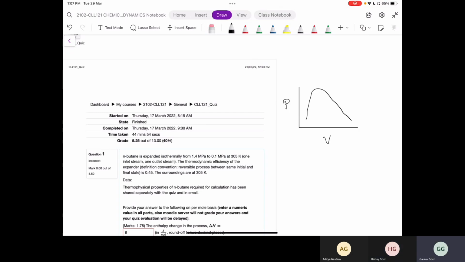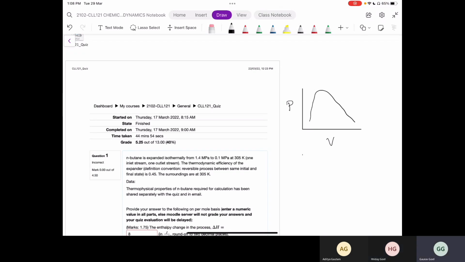So I believe point one is given as 1.4 megapascal and 305 Kelvin, to 0.1 megapascal and 305 Kelvin. Okay, so this is what is given to us.